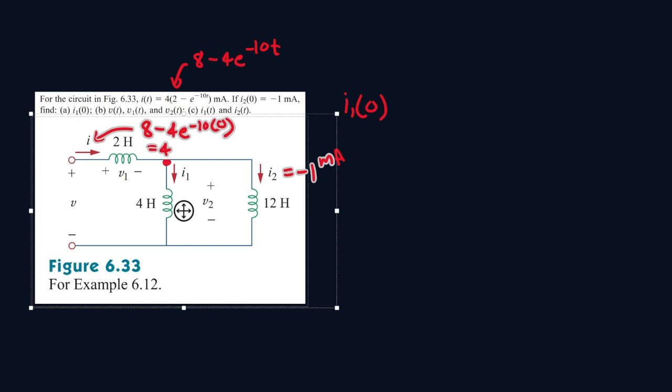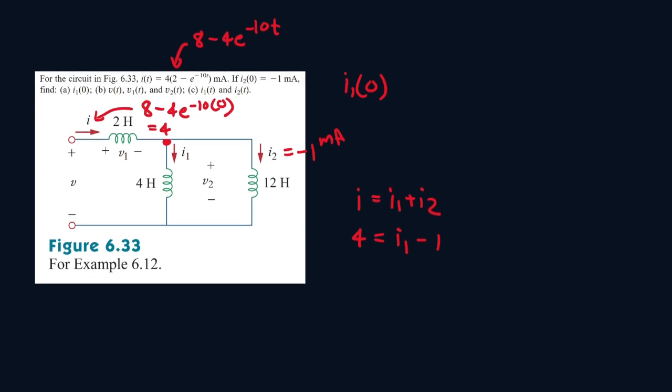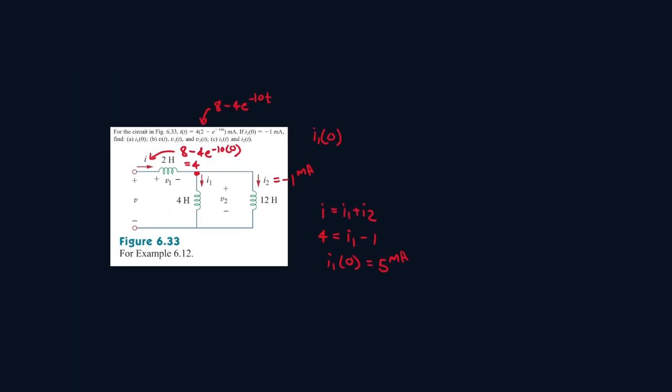And let's do a node analysis. So we see I enters the node, and I1 and I2 leave the node. So it'll be 4 equals I1 minus 1. So I1 at 0 is equal to 5 milliamps. So that's our first bit done. So we'll put that here: I1 of 0 is equal to 5 milliamps. Alright, let me erase all of this now.